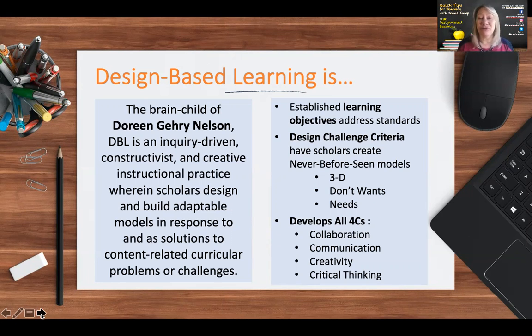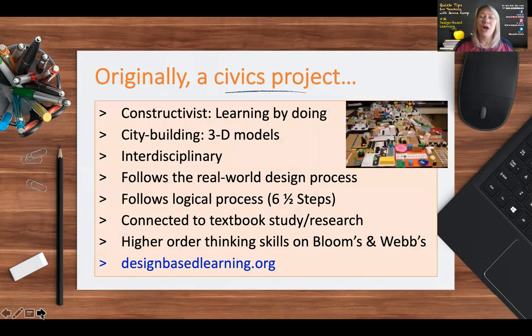And of course, an instructional practice like this develops all 4 C's: communication, because scholars have to work together; collaboration, because scholars have to work together; creativity and critical thinking as they build and adapt and try things out and play around. Now, originally, Ms. Nelson developed this as, I think it was a civics project. It was a constructivist learning by doing. She had her scholars, I believe in middle school, develop a city, a 3D model of a city.